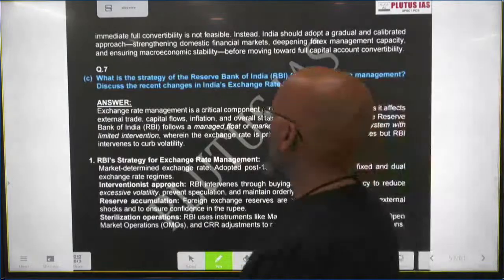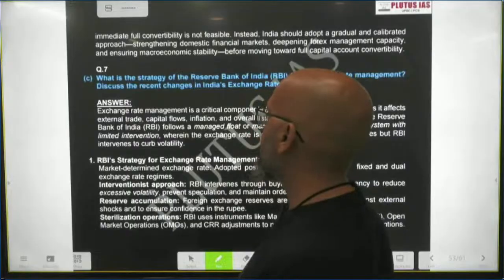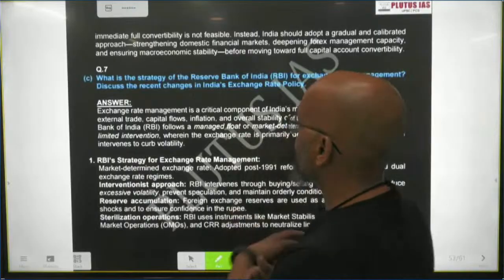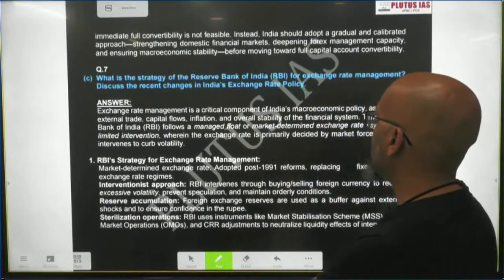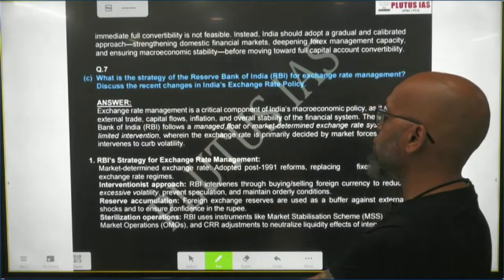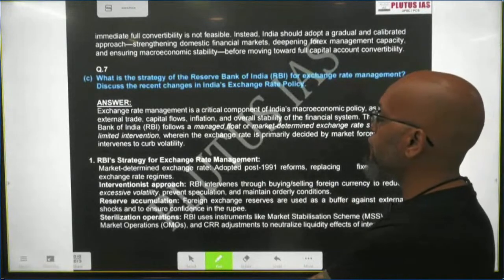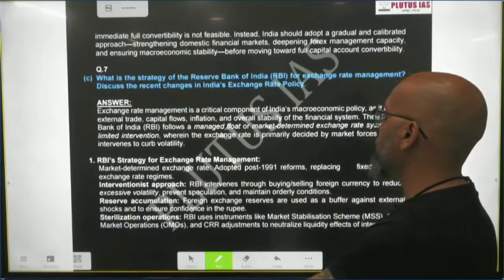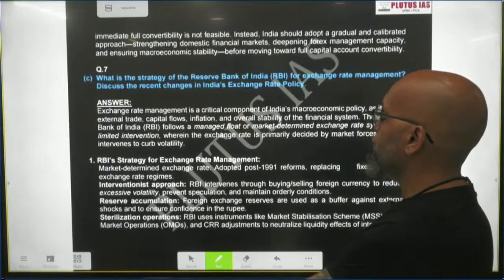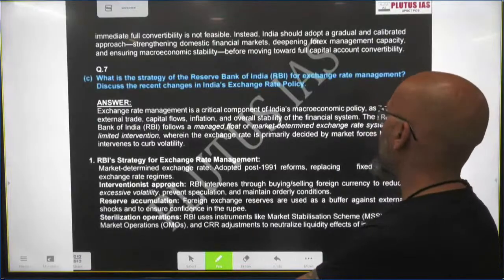Next is, what is the strategy of the Reserve Bank of India for exchange rate management? Discuss the recent changes in India's exchange rate policy. So exchange rate management is a critical component of India's macroeconomic policy as it affects external trade, capital flows, inflation, and overall stability of the financial system. The Reserve Bank of India follows a managed float or market determined exchange rate system with limited intervention, wherein the exchange rate is primarily decided by market forces, but RBI intervenes to curb volatility.